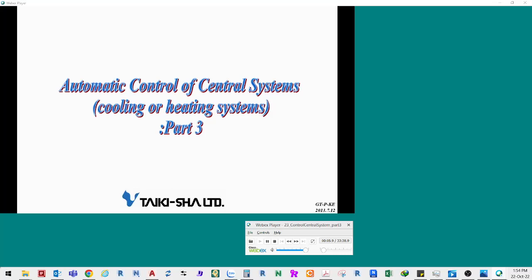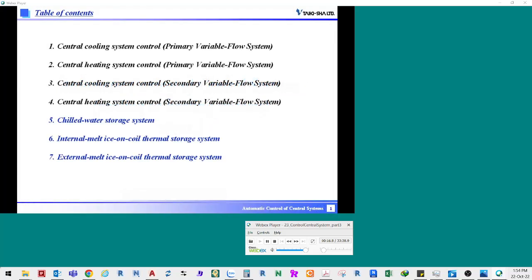Automatic control of central systems. Part 3. Automatic control of central systems will be explained. In Part 3, the following items will be explained in detail.